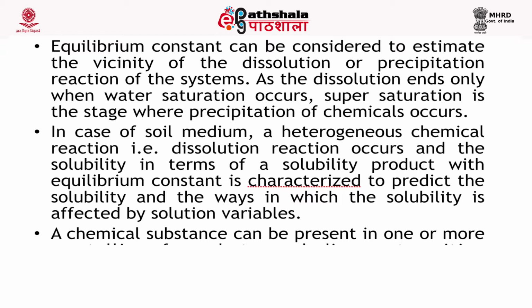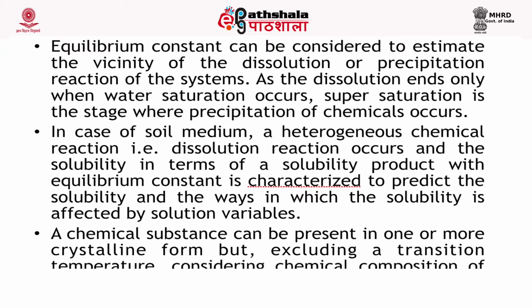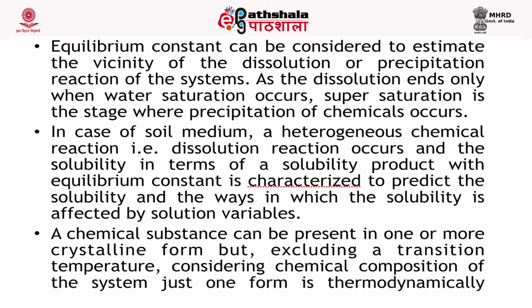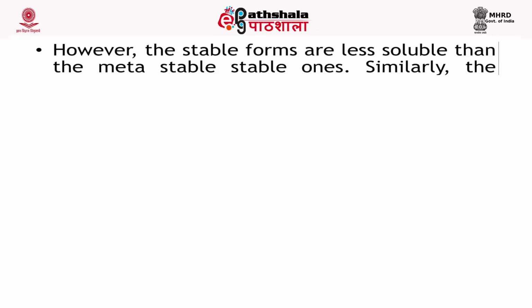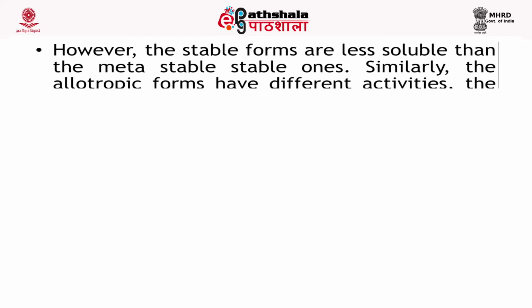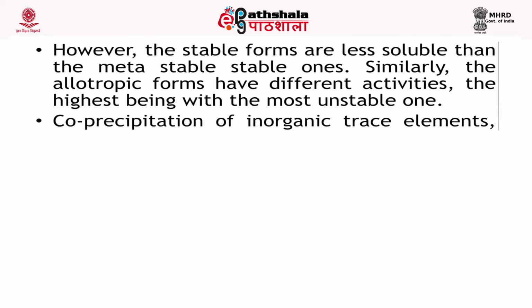A chemical substance can be present in one or more crystalline forms, but excluding a transition temperature, considering the chemical composition of the system, just one form is thermodynamically stable. However, the stable forms are less soluble than the metastable ones. Similarly, the allotropic forms have different activities, the highest being with the most unstable one.